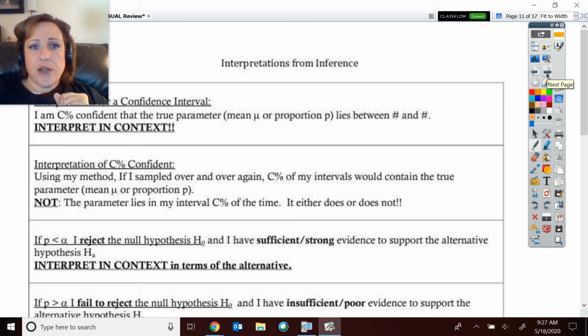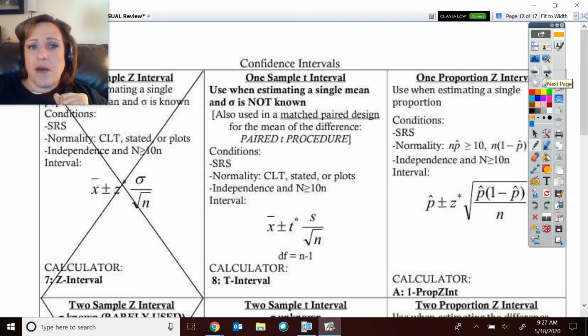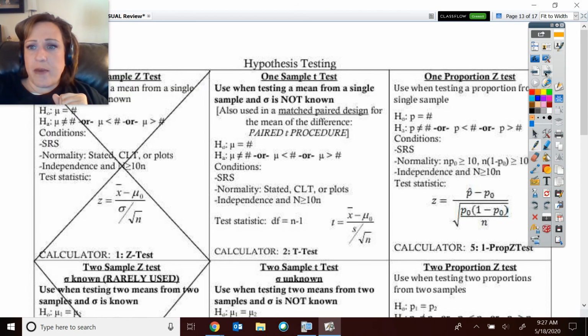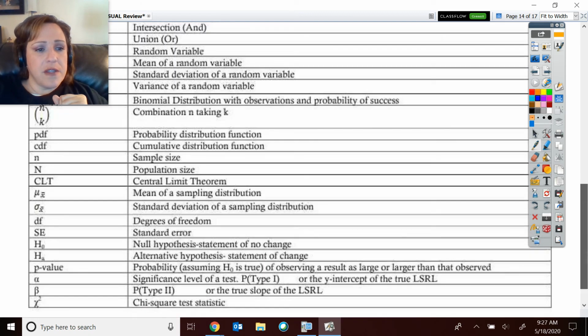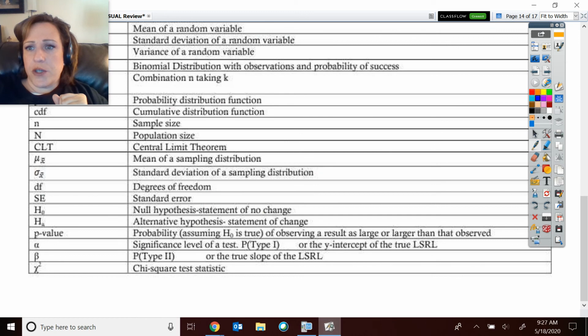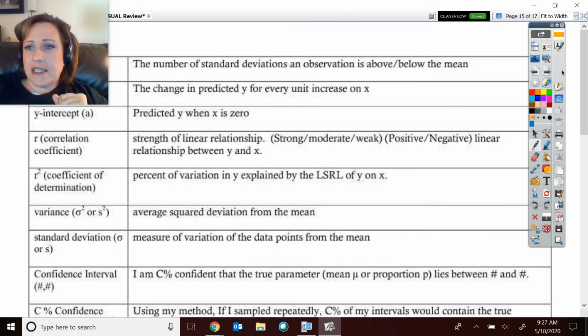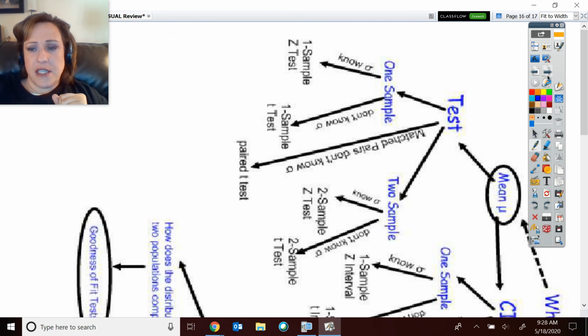And here is this person's quick reference sheet for interpretations. You might like that. This is some information about the conditions, kind of puts everything all in one page for intervals and tests. And I do like this. This is a one-stop shop for all of the symbols in our statistics course. Okay? Lots and lots of all of the stuff that we've learned this year.